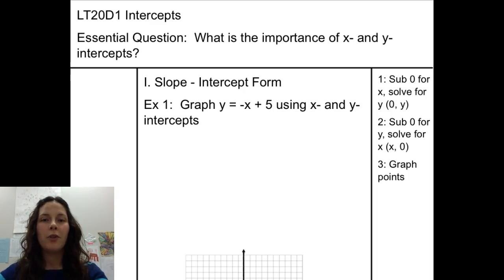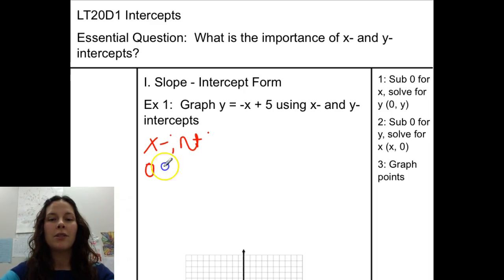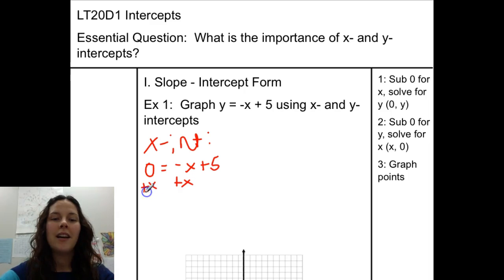We've seen this before, so we'll run through it quickly. An x-intercept occurs when the graph crosses the x-axis, and when it does so, the y value is 0. So you substitute 0 for y and solve for x. Typically, to solve for x, you would subtract 5 from both sides, but because the value of our x is negative, if I add x to both sides of the equal sign, I can get x alone faster. So I get x equals 5.